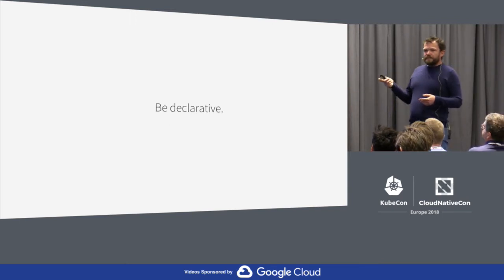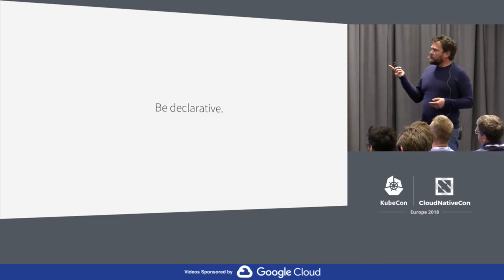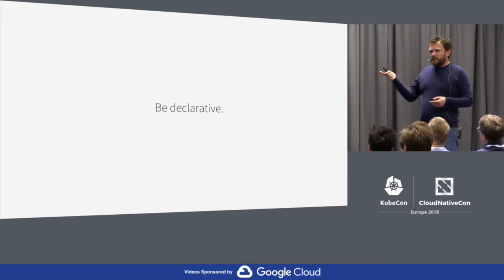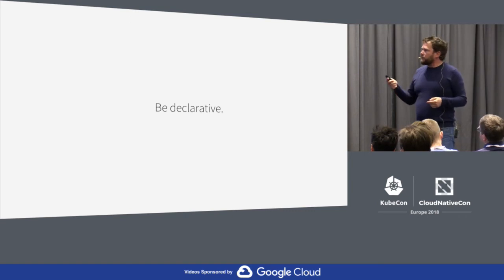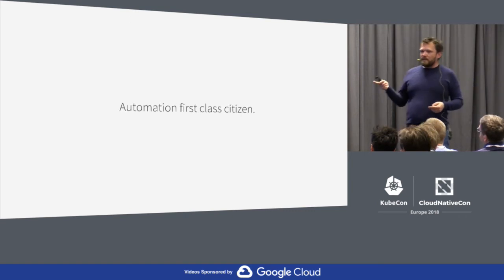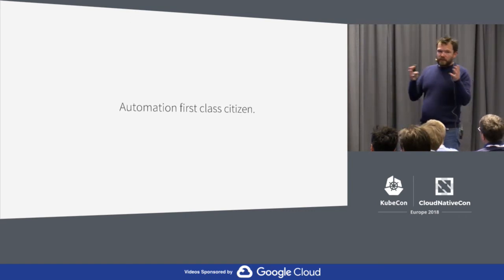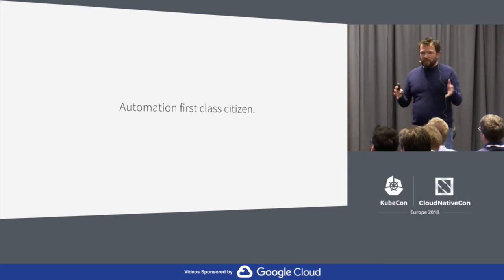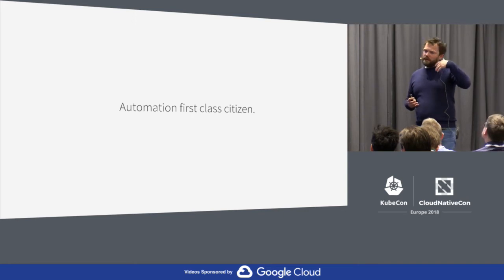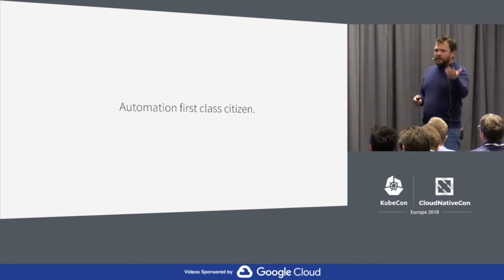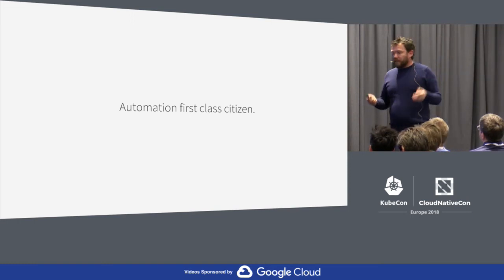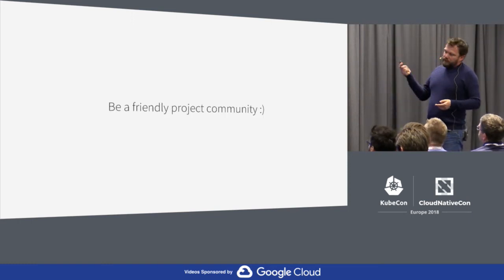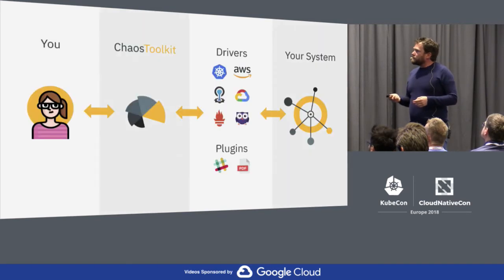We are declarative, and I'll show that later on. That means you don't necessarily have to code anything. You can just declare your experiment, a bit like Terraform tries to do. Automation is a first-class citizen, so it's a CLI for now. You won't have any UI. You don't have to click buttons. You describe your experiment in a file somewhere, in GitHub, so you can share it, review it, and then you can run that from any CI you want, or anywhere, basically. And like I said, be a friendly project community.